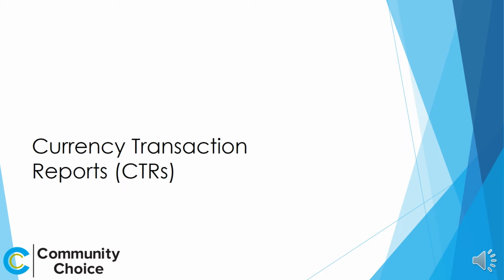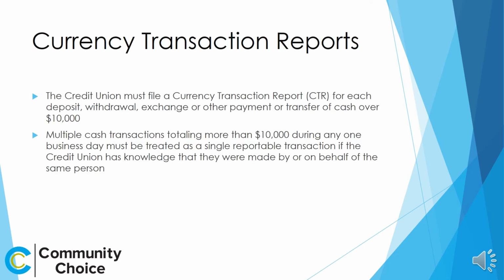The first of several reporting requirements under the Bank Secrecy Act relates to currency transaction reports, or CTRs. The credit union must file a CTR in connection with each deposit, withdrawal, exchange, or other payment or transfer of cash over $10,000. Multiple cash transactions totaling more than $10,000 during any one business day will be treated as a single reportable transaction if the credit union has knowledge that they were made by or on behalf of the same person.